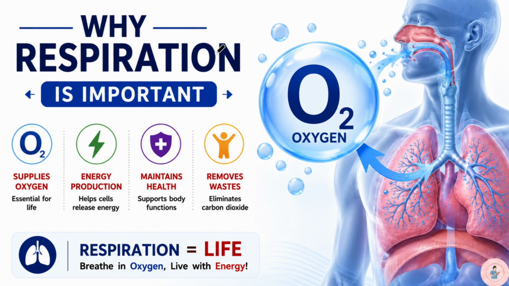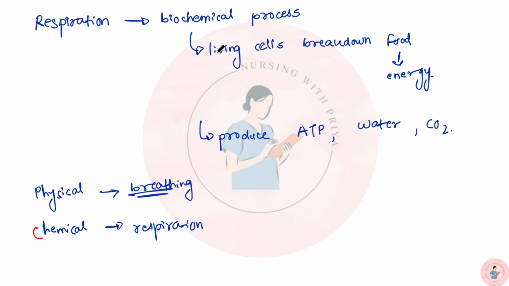So, let's get started. Let's first understand what respiration is. It is the biochemical process through which these cells break down the food into energy and they produce the ATP, water, and carbon dioxide in the body. Now, there is a difference between physical and chemical respiration. Physical respiration is breathing, in which we inhale the oxygen and exhale the carbon dioxide, whereas the chemical respiration is where the conversion of food is being done into the energy.